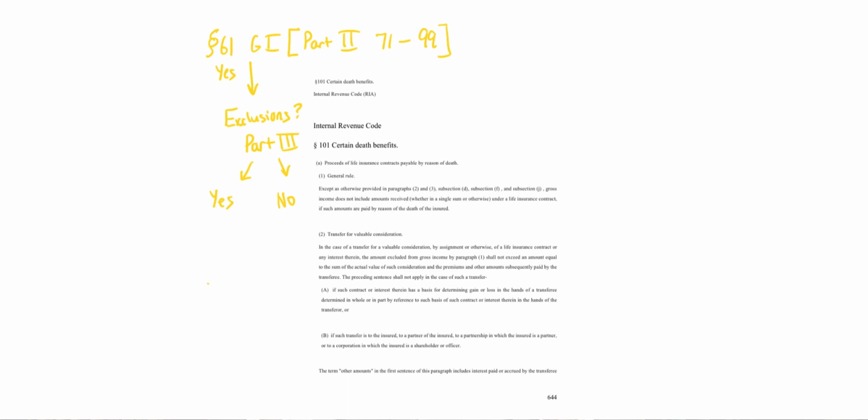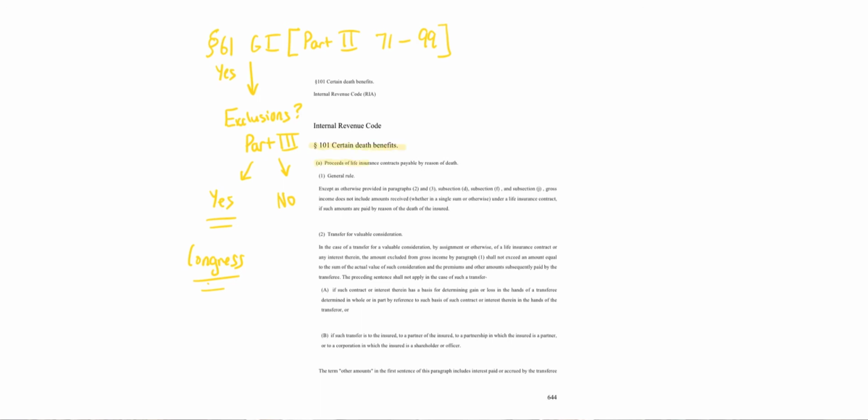Now, these exclusions are where Congress comes in and says, you know what? We don't think it's right to tax it. So we're going to look at Section 101 specifically. It's one of the longer ones. Again, I'm not going to read the whole thing with you, but I recommend you stop and read the code section yourself. It says Section 101, certain death benefits.